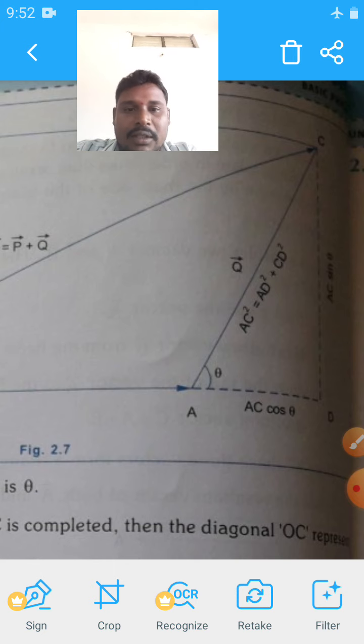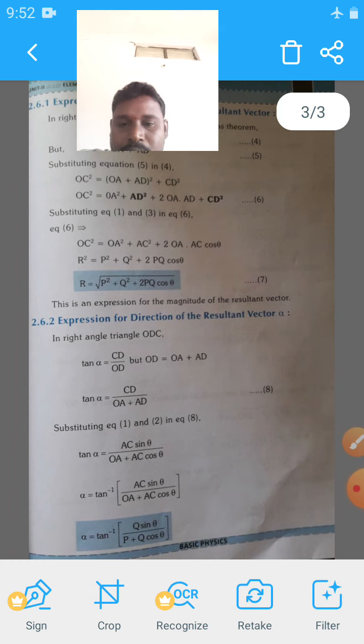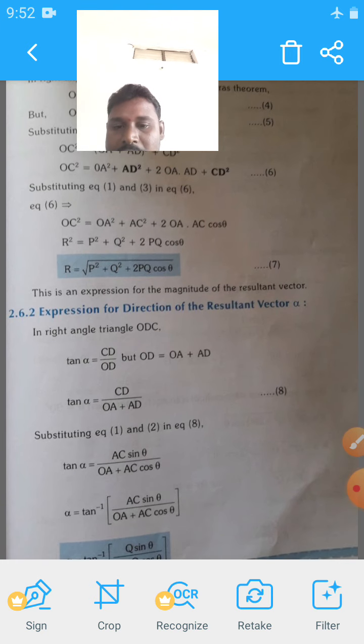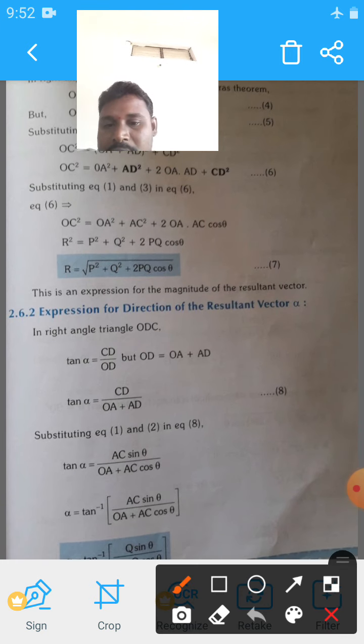In the place of CD is what? AC sin theta. So in the place of CD you will write AC sin theta. Then in the place of OA, write OA.